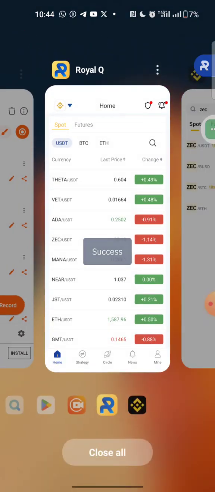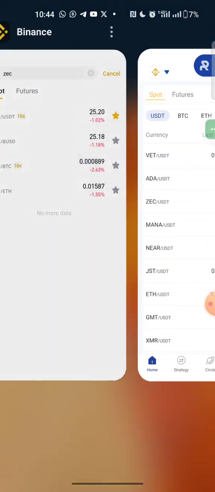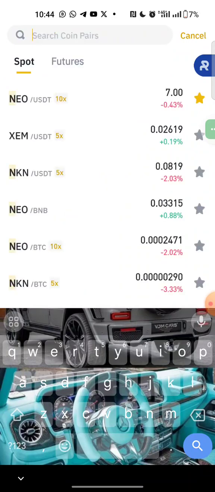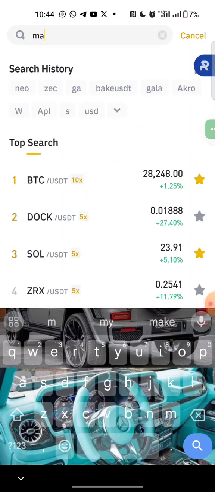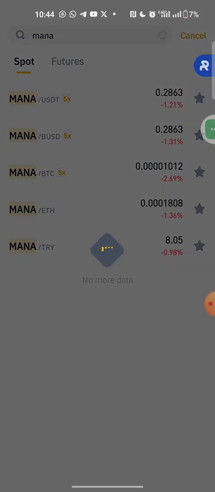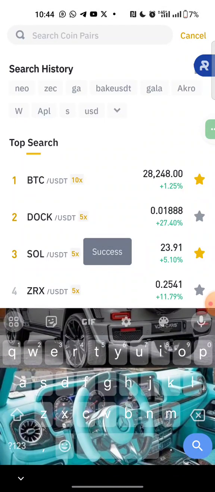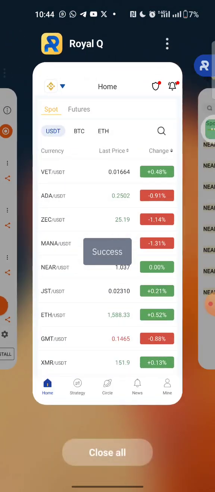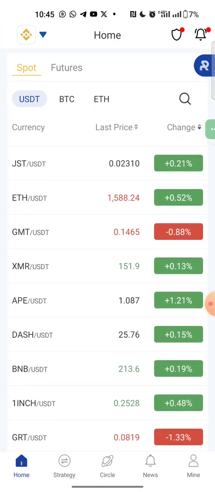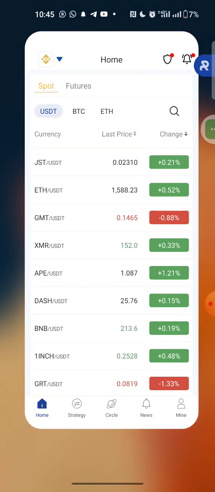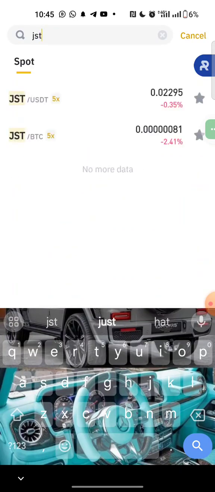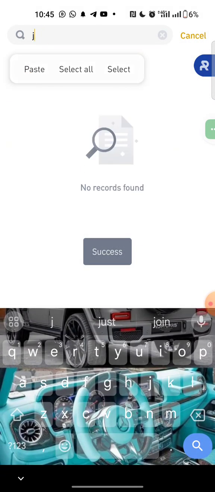Okay. Mana, Nia, GST. Mana, Nia. We have GST, Ethereum. GST, ETH.